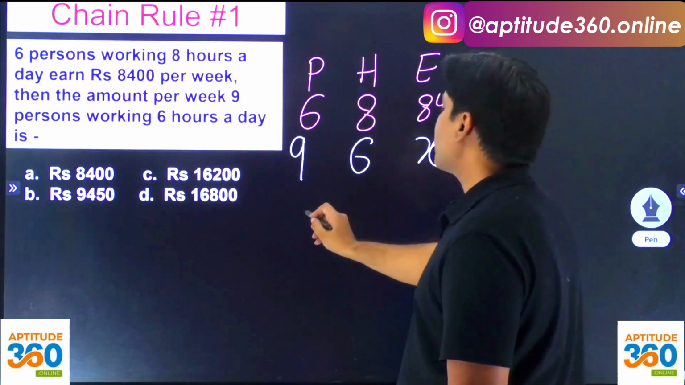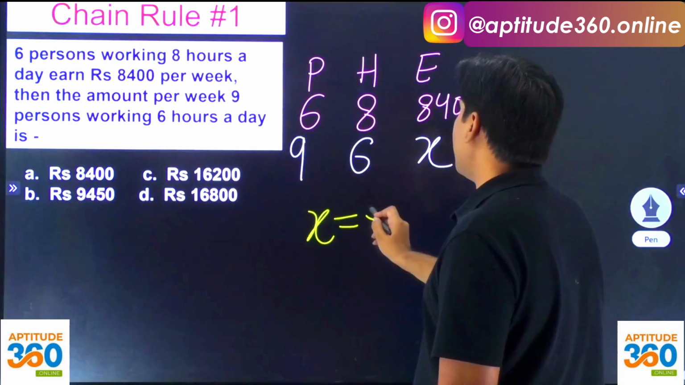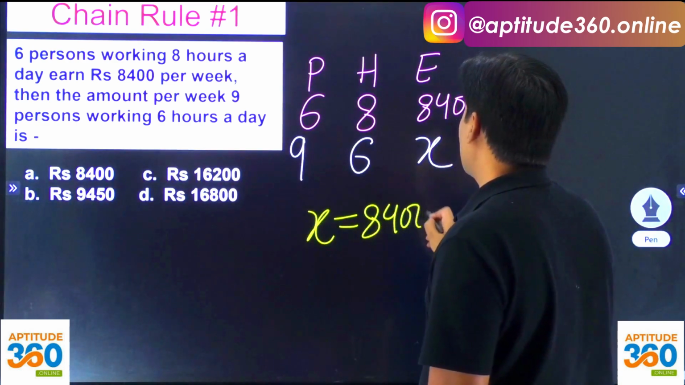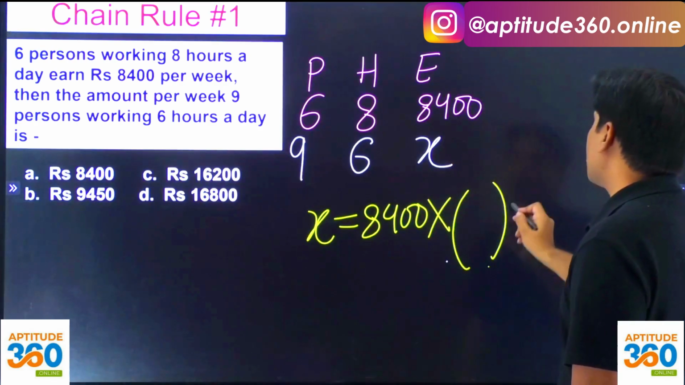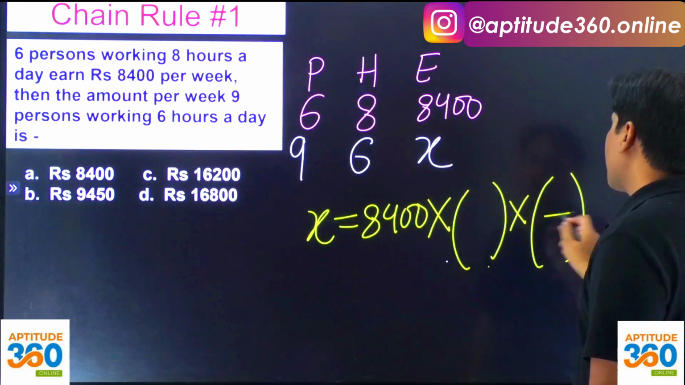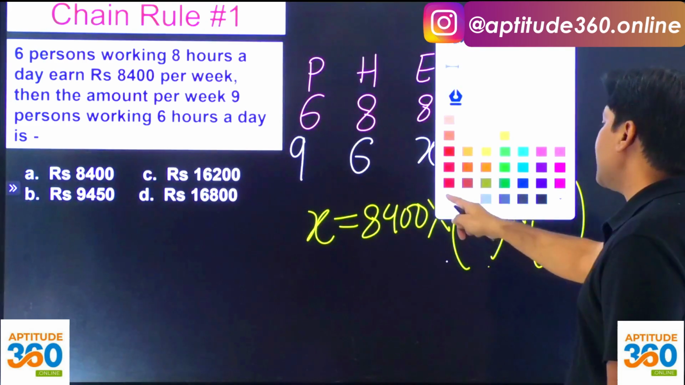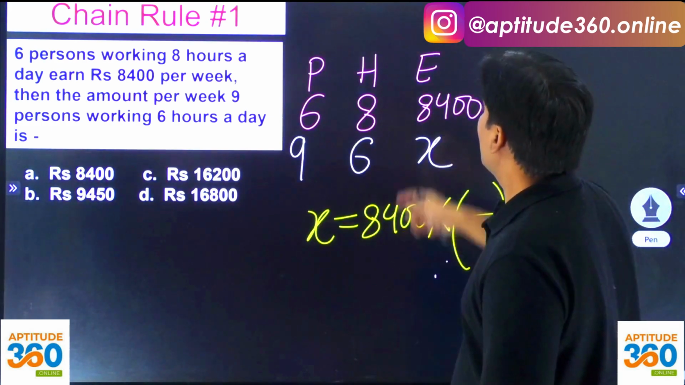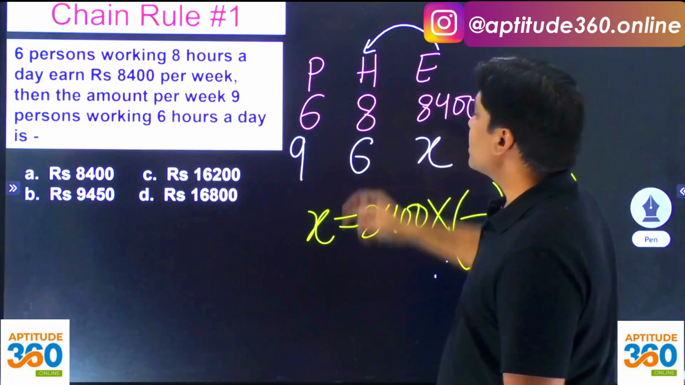So what did I say? X is going to be 8400 into two fractions. And how do we find out these values out here? How do we find out? So first this will have to be compared with this.